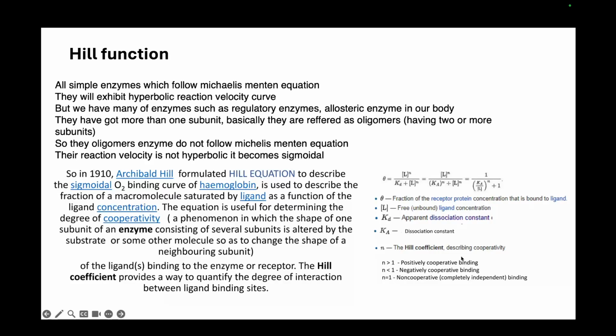So if n is greater than 1, it will positively cooperatively bind. If n is less than 1, it is negatively cooperative binding, which is basically they'll inhibit each other. For n greater than 1, it will positively regulate each other, and for n equal to 1, there is no interaction, basically non-cooperative and completely independent binding. So you don't know if it will bind or not, right?